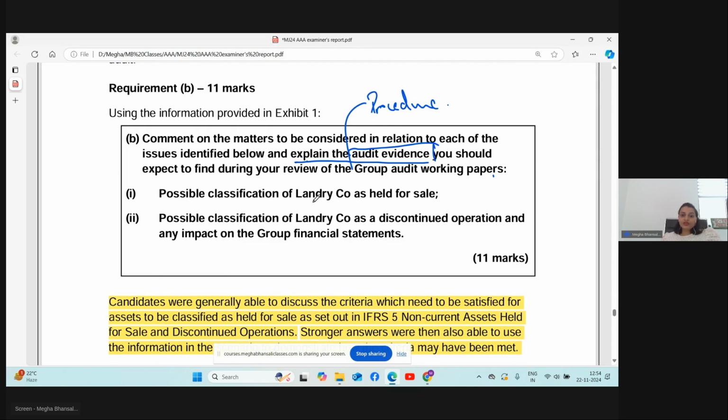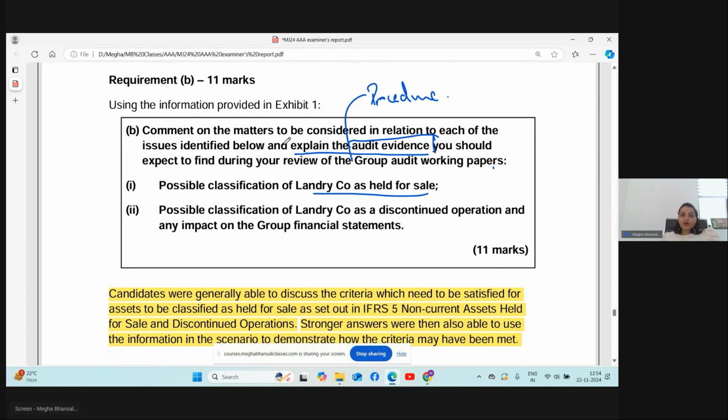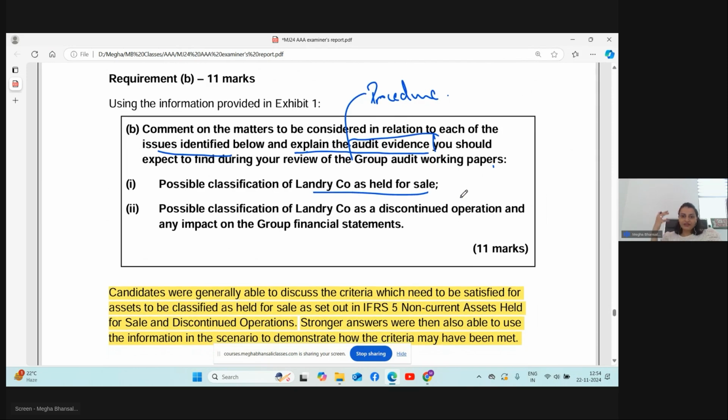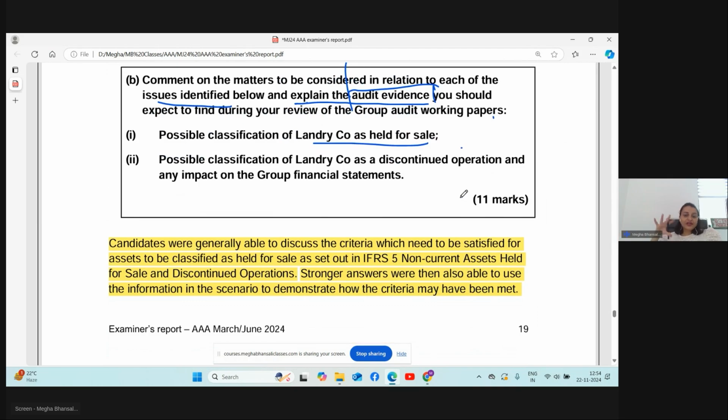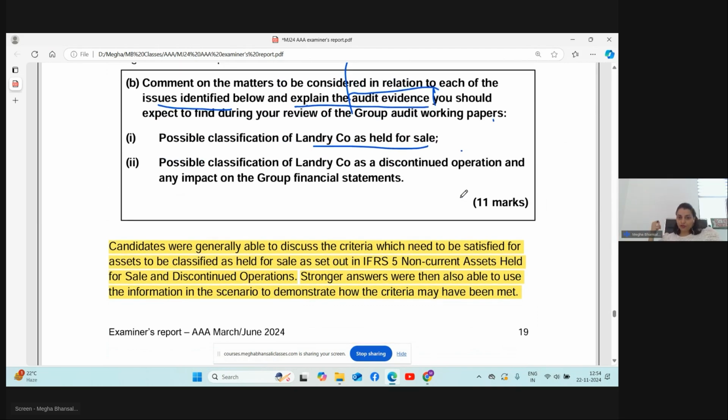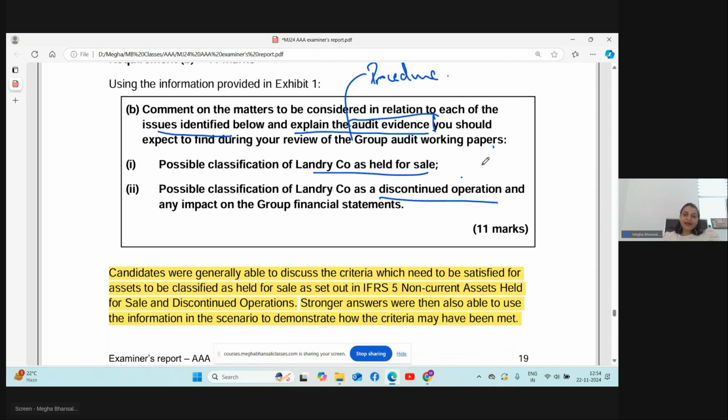Possible classification of Laundry Co as asset held for sale. So here you should say the issue is, should I classify my Laundry Co as asset held for sale? You could talk about IFRS 5 and say these are the conditions, this is satisfied, this is not satisfied, and this is how it should be accounted for. Same goes with discontinued operation, and you could have explained two or three audit evidence for each of the scenarios.